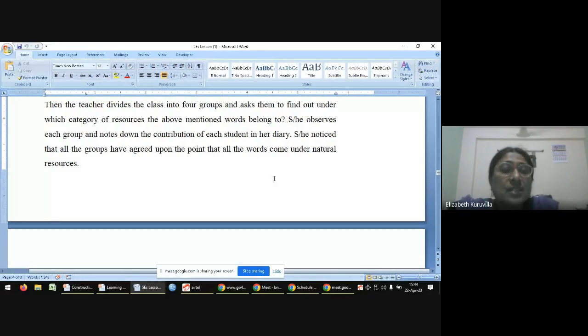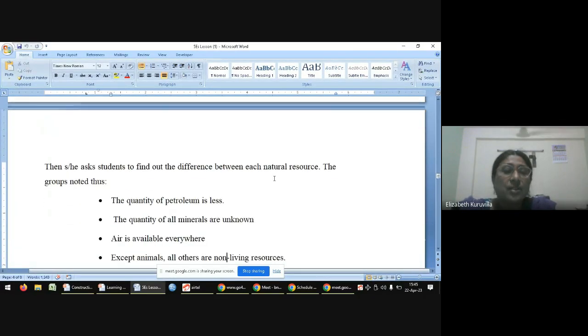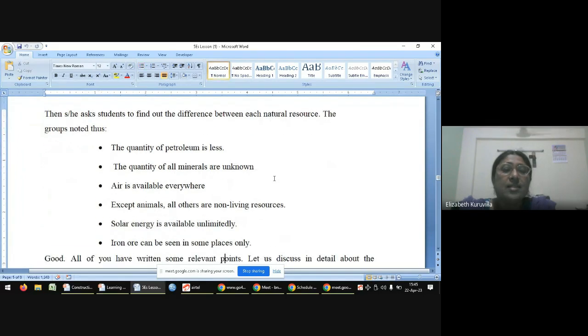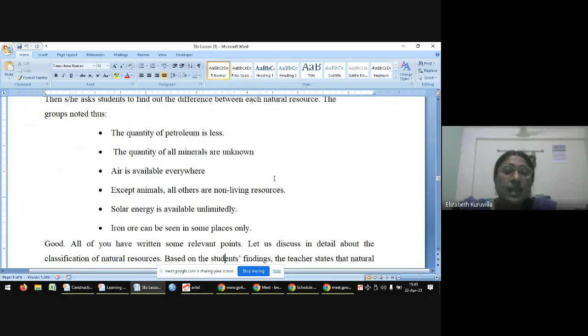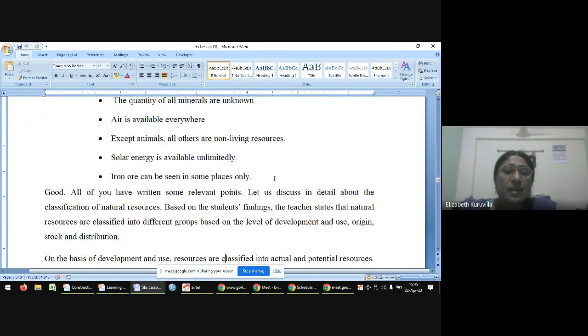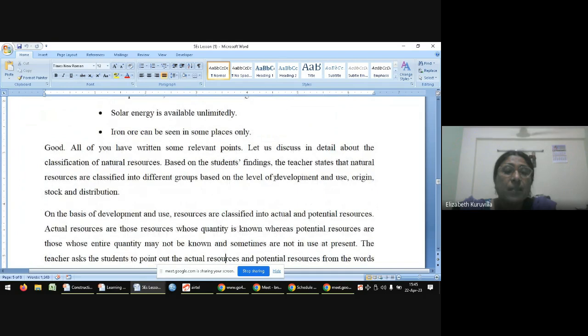He or she noticed that all the groups have agreed upon the point that all the words come under natural resources. Then he or she asked the students to find out the difference between each natural resource. The groups noted thus: the quantity of petroleum is less, the quantity of all minerals is unknown, air is available everywhere, except animals all others are non-living resources. Solar energy is available unlimitedly, iron ore can be seen in some places only.